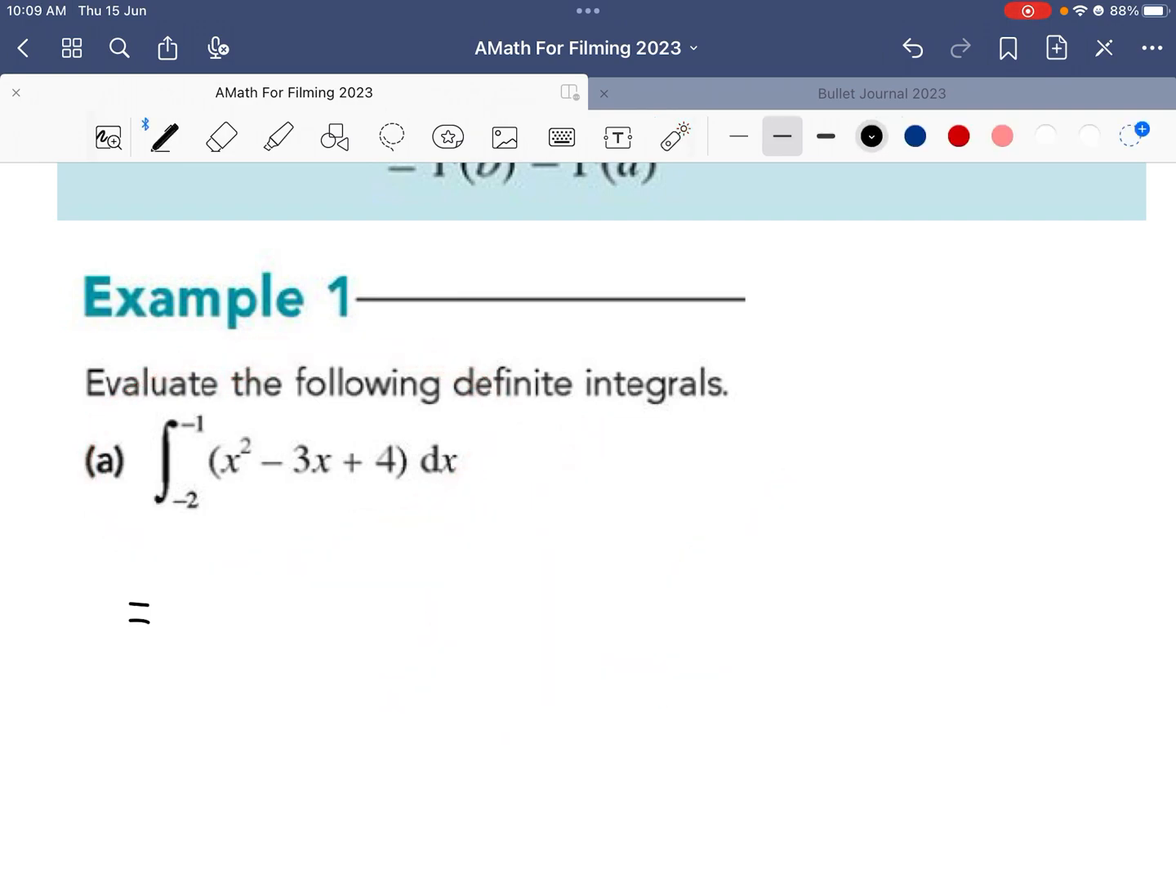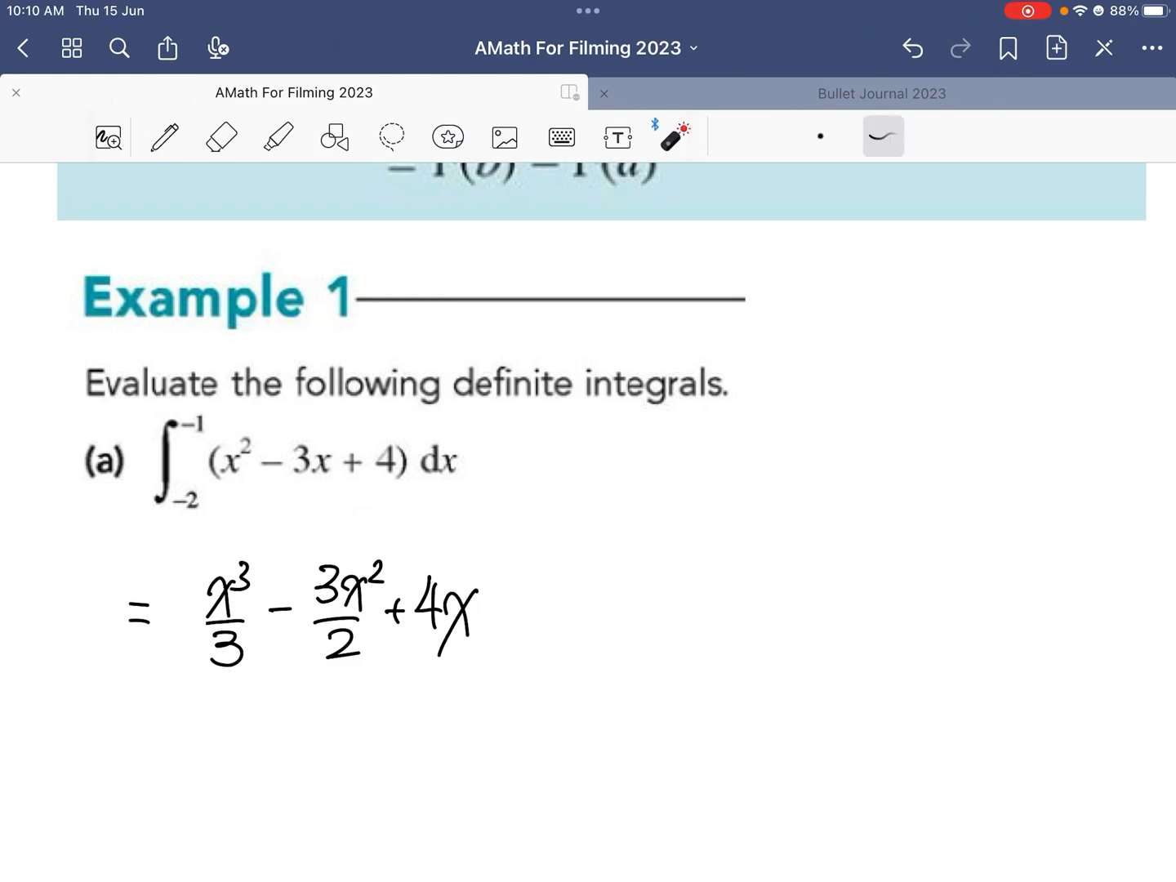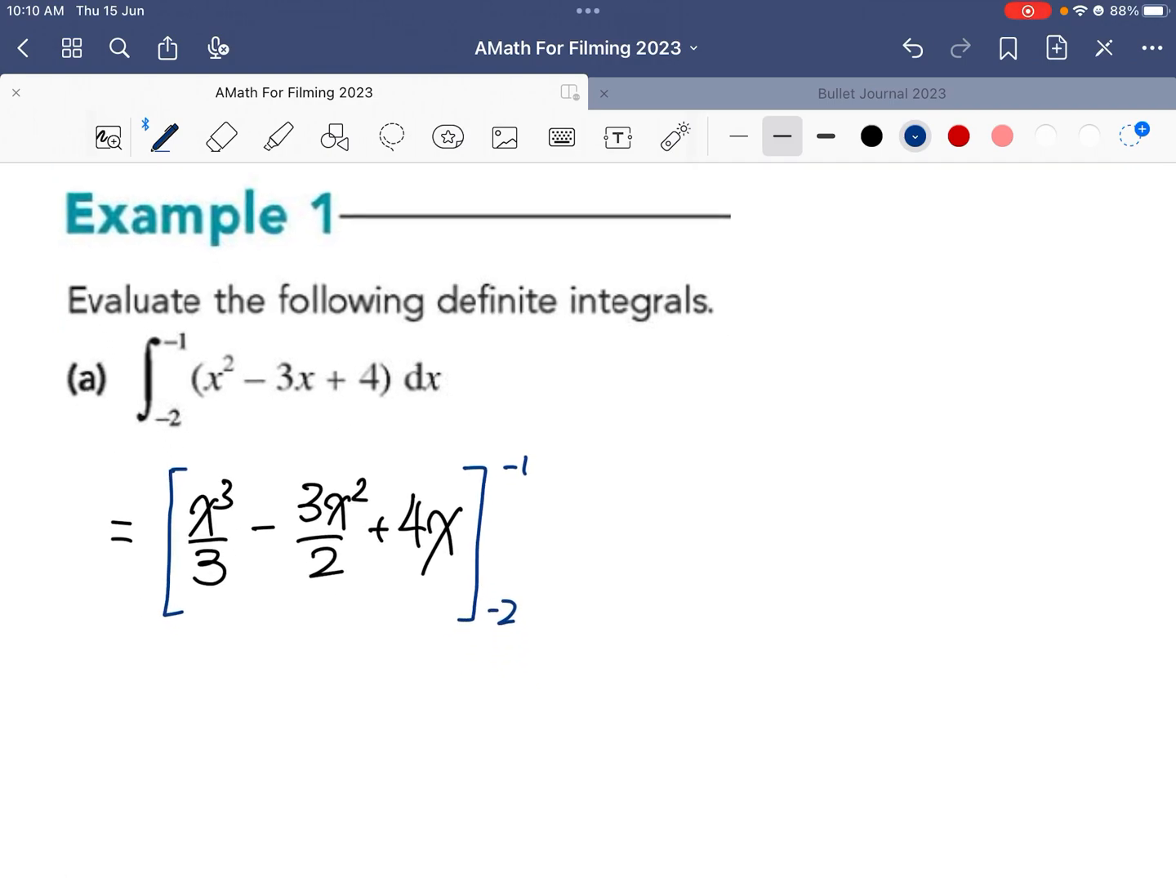First and foremost, when I perform the integration, x squared integrated gives you x cubed over 3. Then 3x integrated gives you 3x squared over 2. The 4 integrated with respect to x is 4x. Notice that I've done integration. For an indefinite integral, we'll have the integration constant plus c. In this case, we don't have that because it's a definite integral. We actually have values. So we use these rectangular boxes, and then we put the limits there. The limit is from -2 to -1. The lower limit is at the bottom. The larger value, the upper limit, is at the top there.